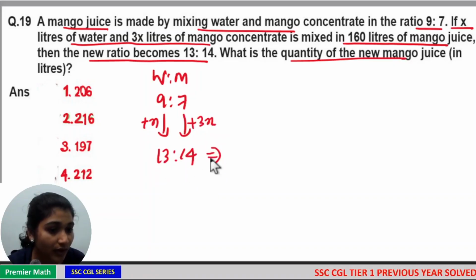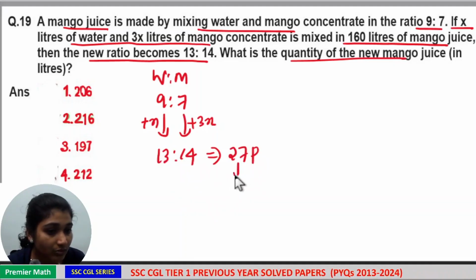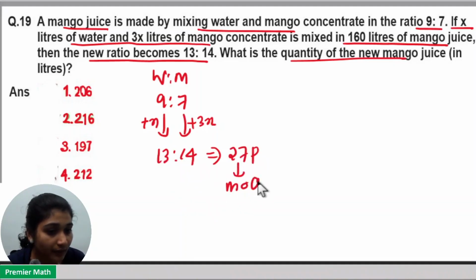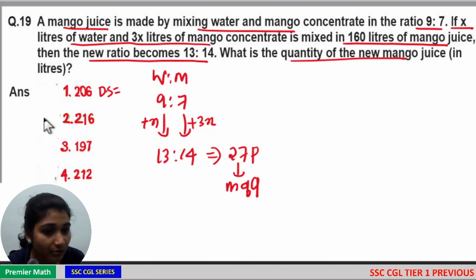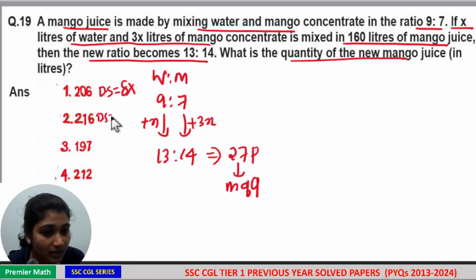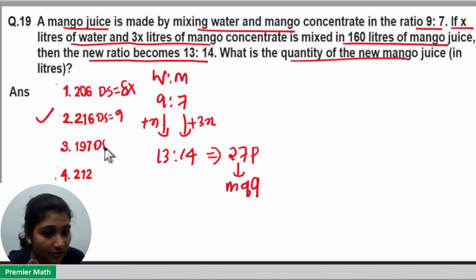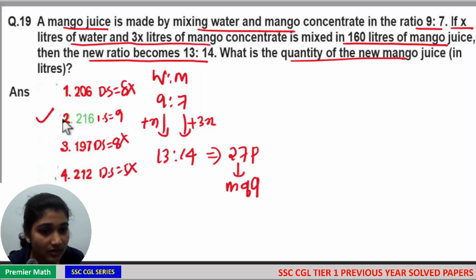Now the quantity of the final mixture is equal to 13 plus 14, 27 parts, which means your answer is a multiple of 9. So check for multiples of 9 in the options. When a number is a multiple of 9, its digital sum should be a multiple of 9. Here 6 plus 2, 8 is the digital sum, not our answer. Here the digital sum is equal to 9. It can be our answer. Here the digital sum is 7 plus 1, 8, not our answer. And here it is 5, not our answer, which means option 2 is our answer directly.